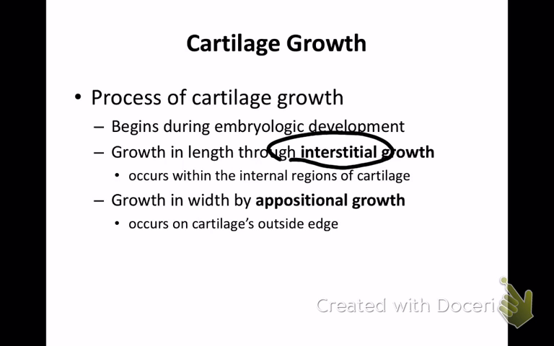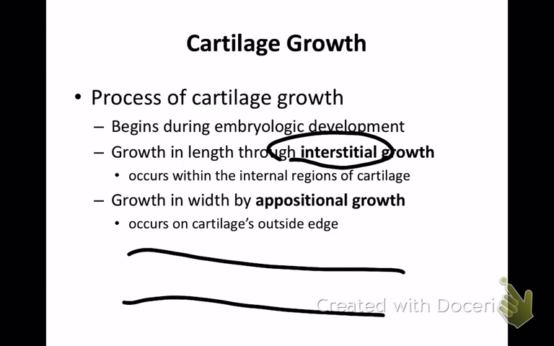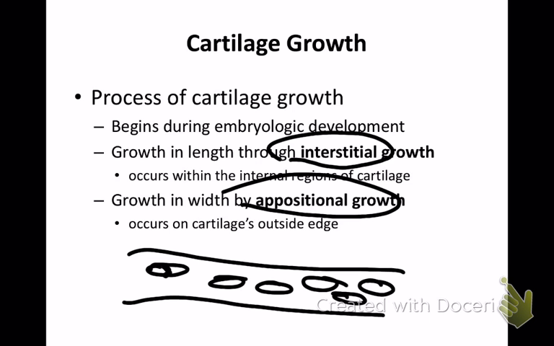So if I have a plate of cartilage, and there are cells embedded in it, then those cells can divide by mitosis and form new cartilage and expand from within. Okay? That's interstitial. What do you think appositional means? On the outside, so by depositing new layers on the outside.